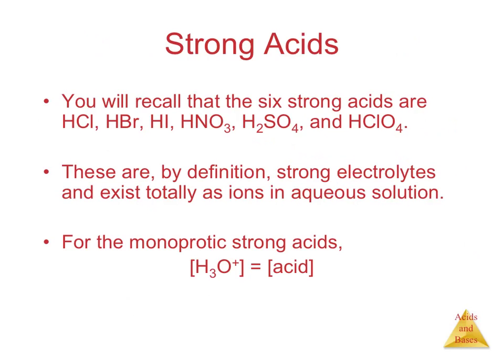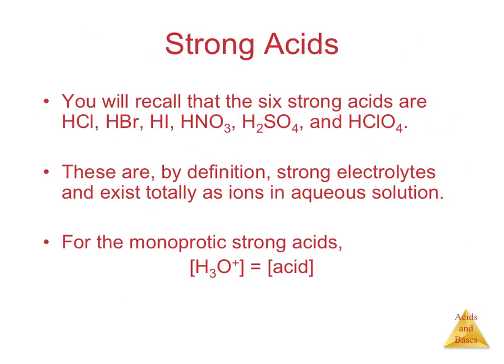So if you remember back when we were learning about naming acids, we were talking about the different strong acids, and we have HCl, hydrobromic acid, so hydrochloric acid, hydrobromic acid, hydroiodic acid, nitric acid, sulfuric acid, and perchloric acid are the 6 strong acids. And you have to remember all of those. And the good thing about remembering those 6 is every other acid that you encounter is going to be a weak acid.